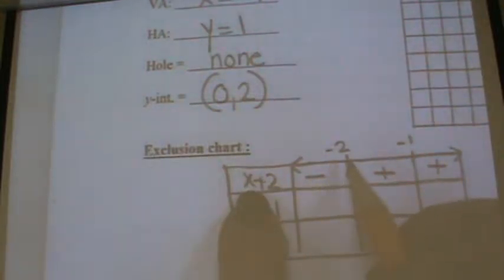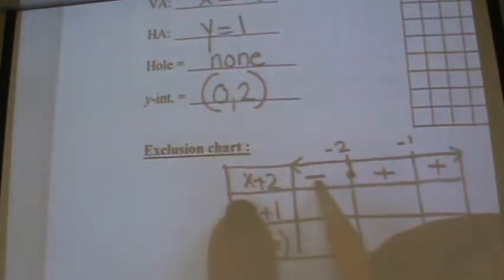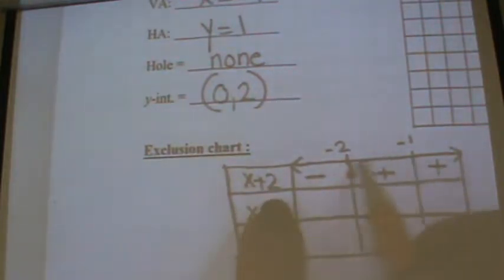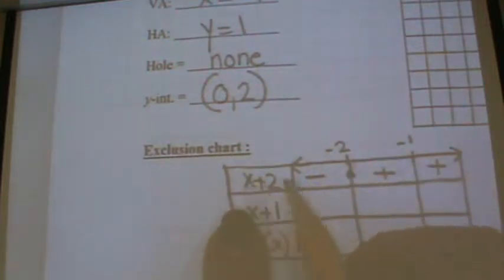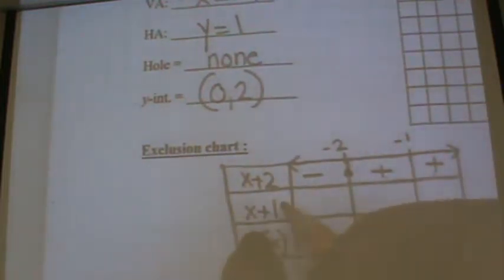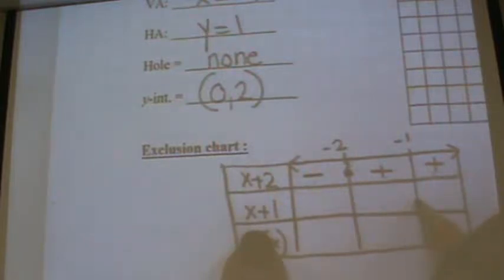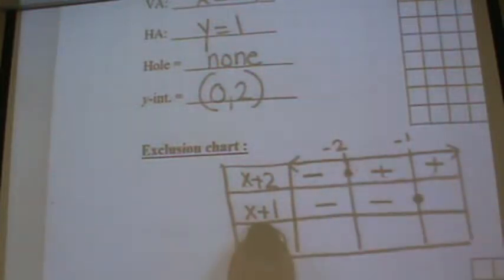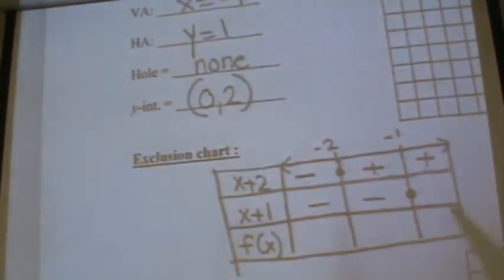Think about it this way. If you were to pick a number to the left of negative 2 and put it in here, all the numbers would come out negative. If you were to pick a number between negative 2 and negative 1, like negative 1.5, and put it in here, you get a positive and a positive here. For this one, x plus 1, where is the 0? Is it here or here? Right here. Negative 1 is your 0. So to the left of 0 are negatives, and to the right are positive. So these would be negative, and this would be positive.